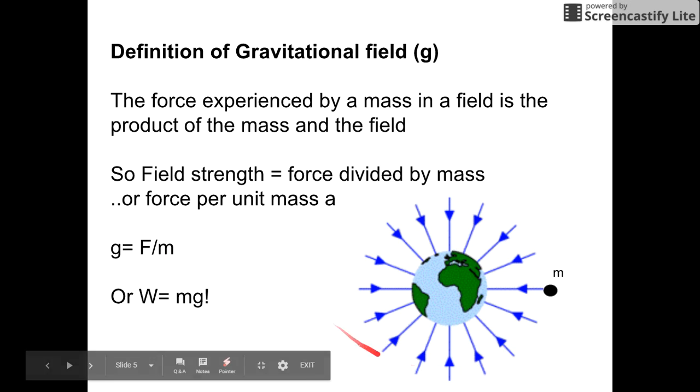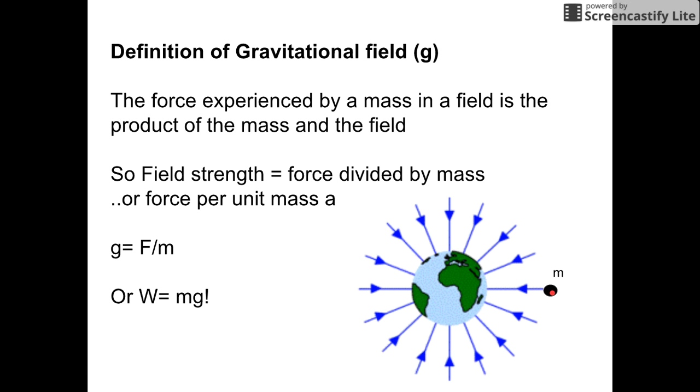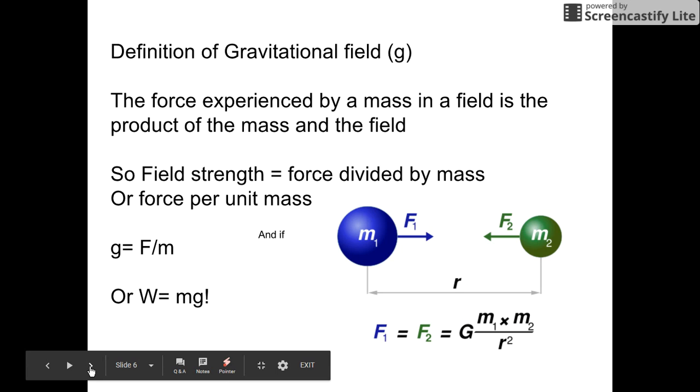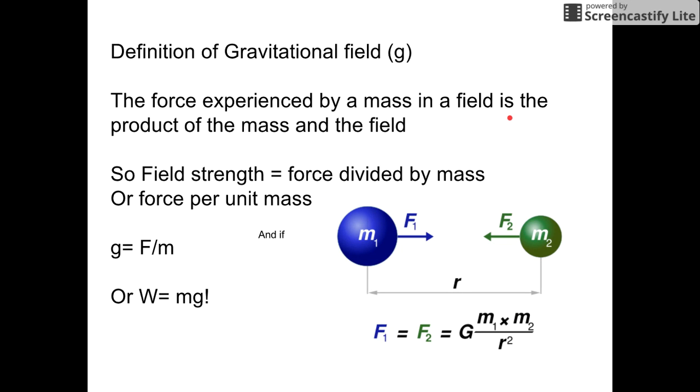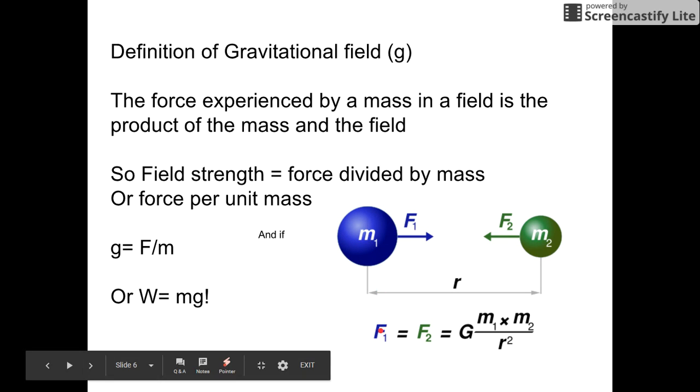So field exists at any point. The force only exists where you've got a mass in the field of another object. So the definition we've got is then if you've got two masses there, they will experience that force. This is where Newton's law of gravitation comes from, that the force is equal to G times one mass times the other mass divided by r squared, that it's an inverse square relationship.